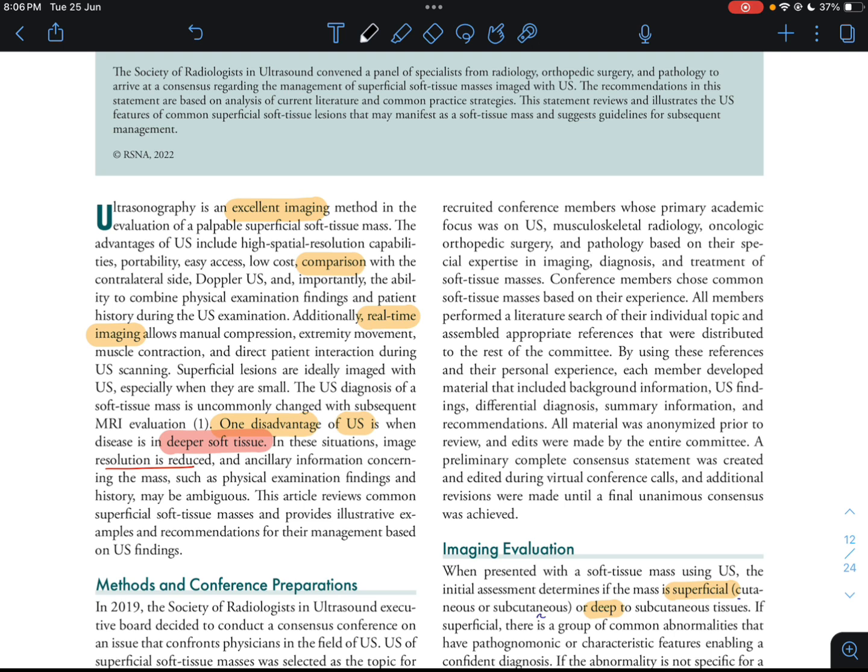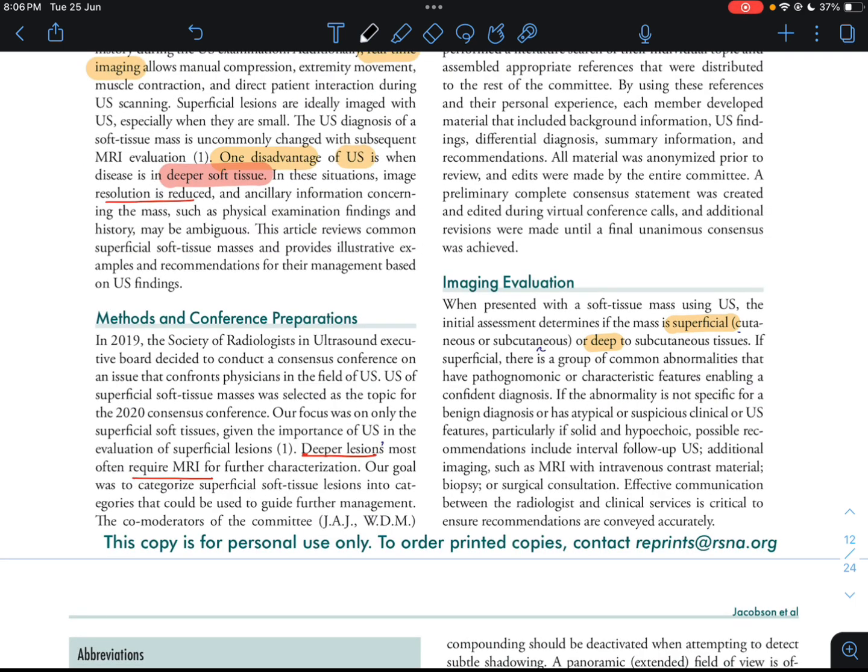We come across many superficial soft tissue masses in our everyday practice, and we use ultrasound as the most common diagnostic modality because of easy accessibility, high spatial resolution for the superficial soft tissue masses, and it also allows real time imaging. But the disadvantage of ultrasonography in soft tissue masses is with the deeper ones, where the image resolution is less. So for deeper soft tissue masses we have to go for MRI.